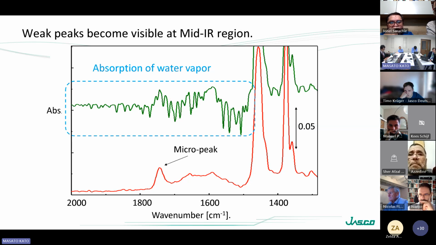This diagram shows the spectrum of polypropylene measured in air and vacuum conditions. The green line is in air and the red line is in vacuum conditions. In the green line spectrum, there are micro peaks hidden by water vapor absorption. The micro peaks on the red line may be additives in polypropylene. By evacuating the entire optical path, we can obtain a clear and pure spectrum of the sample.